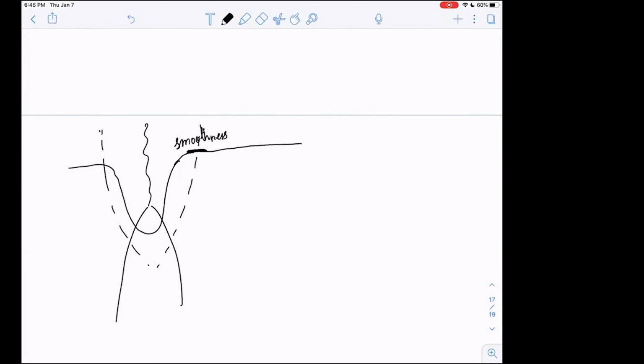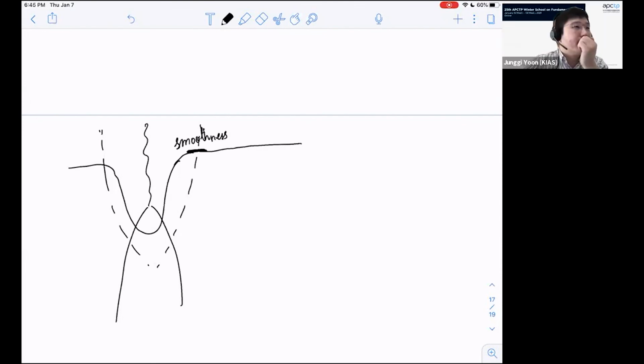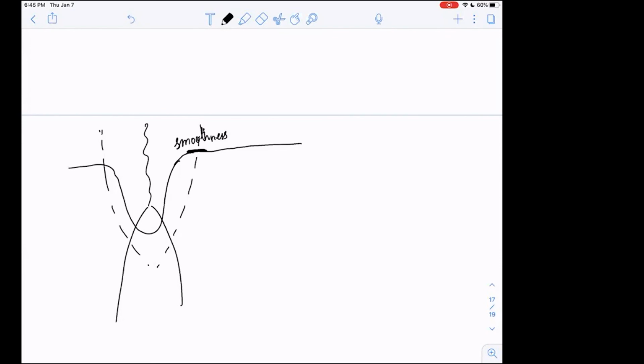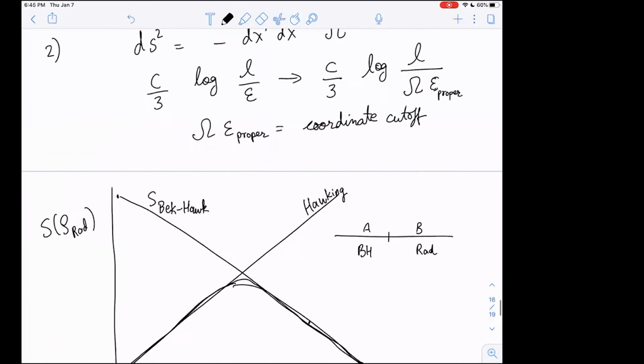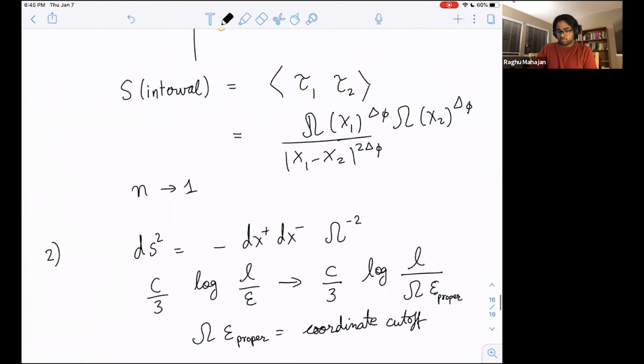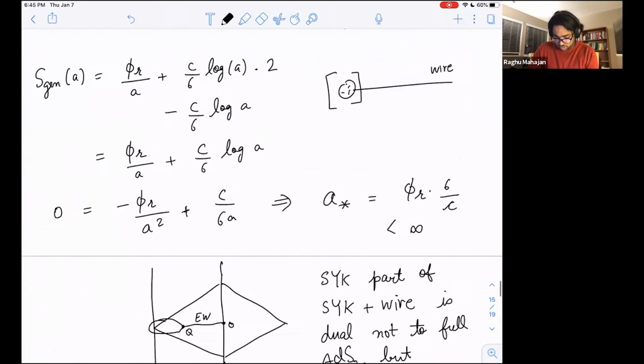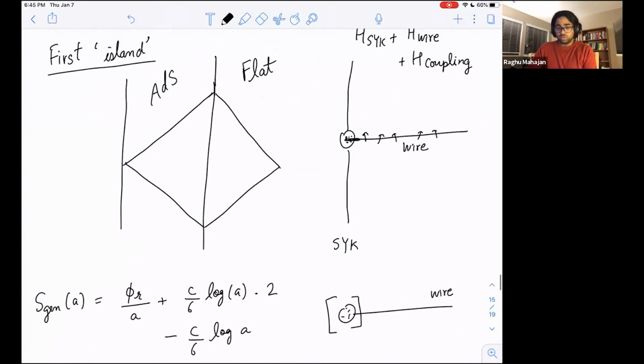I have one. Yeah, go ahead. Actually, I didn't understand why you introduced the example of SYK plus the wire. I didn't catch the point. It's a great question. So why did we introduce this wire? Why do we need to do this?